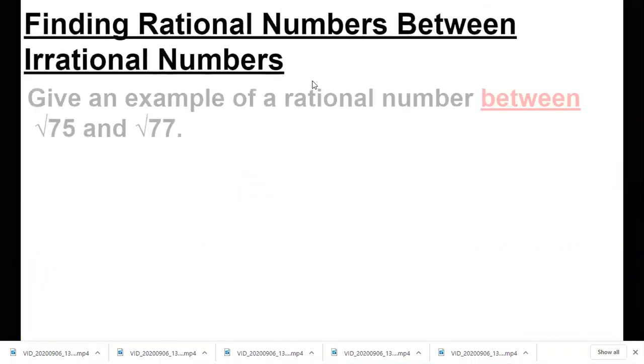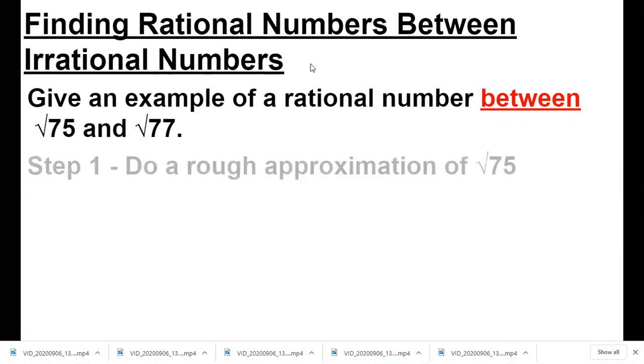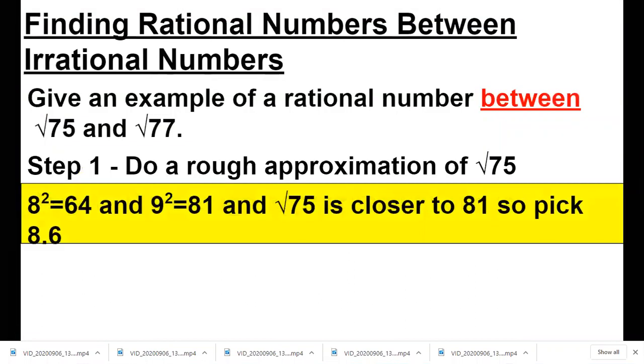Let's do that again. Give an example of a rational number between square root of 75 and square root of 77. Do a rough approximation of square root of 75. 8 squared is 64 and 9 squared is 81. Square root of 75 is closer to 81, so we're going to pick something above the 8.5 mark. Let's pick 8.6.